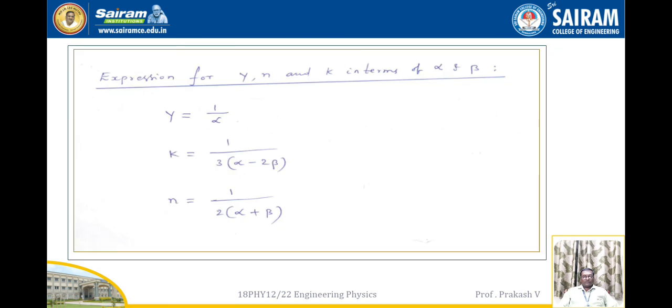Now let us discuss the relation between Y, n and K in terms of alpha and beta. We have the derived expressions: Young's modulus Y is equal to 1 by alpha, and bulk modulus K is equal to 1 by 3 into alpha minus 2 beta, and then the rigidity modulus n is equal to 1 by 2 into alpha plus beta.